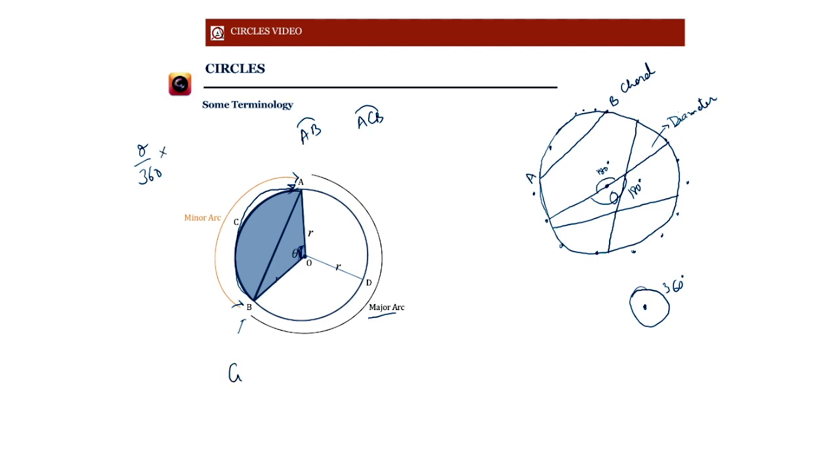Now, what is the circumference of a circle? We know the circumference of a circle is given by 2 pi r. And what is the area of a circle? That is given by pi r square.